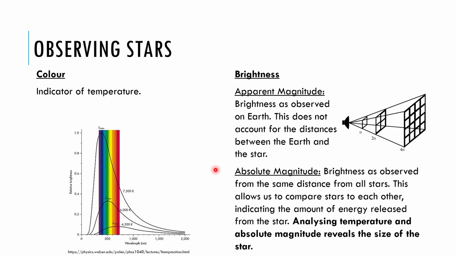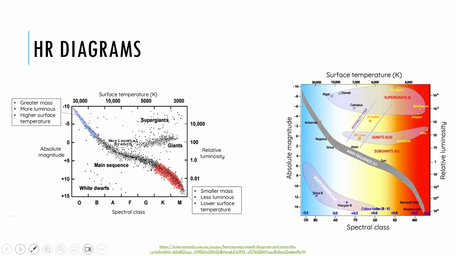While these elements aren't directly a part of our syllabus, it's important to understand how and why we're able to compare the brightness of stars by absolute magnitude, even though each of the stars are different distances away. Essentially, if we are able to analyze the temperature and absolute magnitude of a star, it gives us information about the star's size. And this is where HR diagrams start to come in.